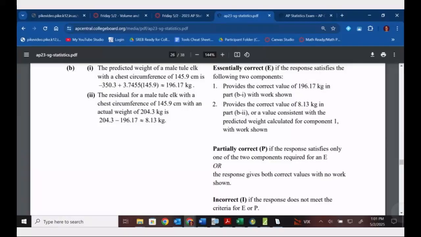Yes? So if I have units on one but not the other? Should be fine. Should be fine, especially if you showed your work.